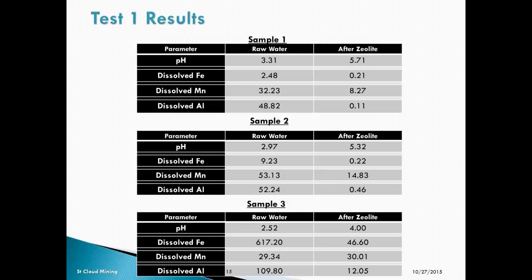And what were the results? When we contacted the water with the zeolites, what we saw in all 3 cases was a significant increase in pH. It didn't get us all the way to a 6, where you begin to get reestablishment of different types of aquatic life, but it typically raised the pH by almost 2.5 to 3 points. In addition, it reduced the iron significantly, it reduced the manganese significantly, and it reduced the dissolved aluminum down to discharge level.